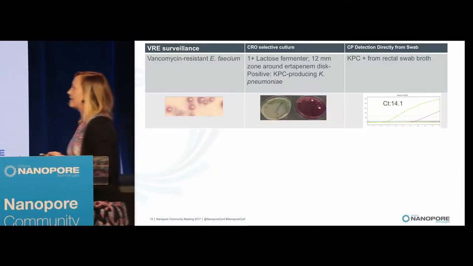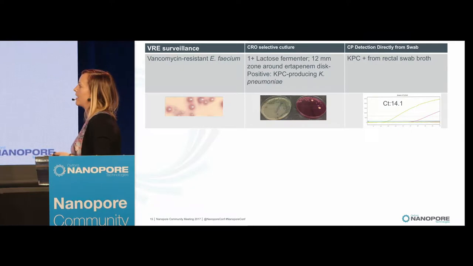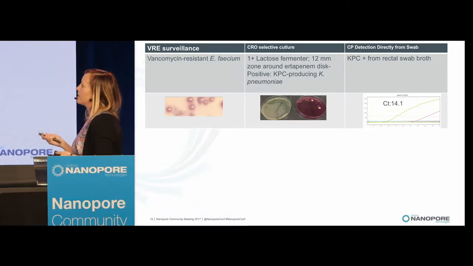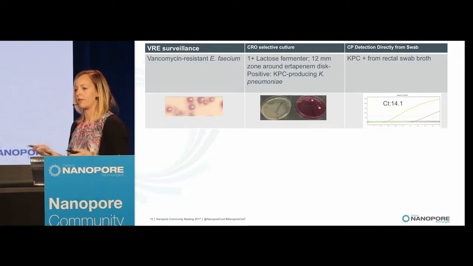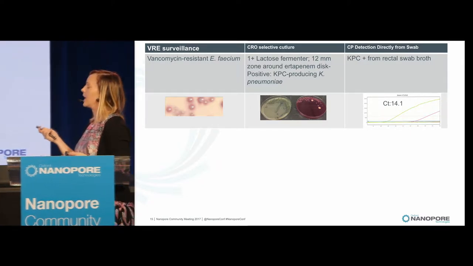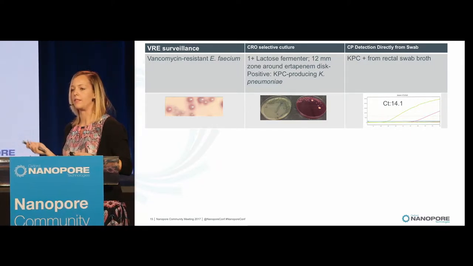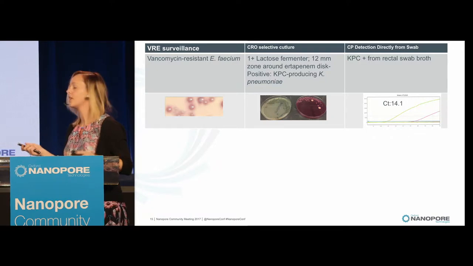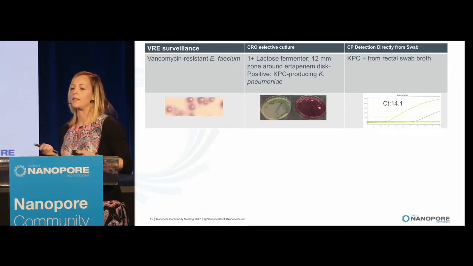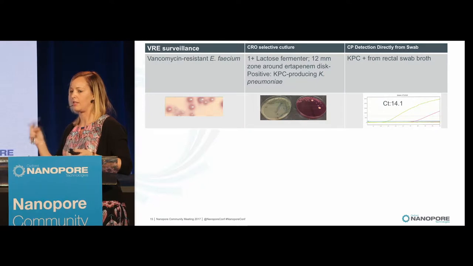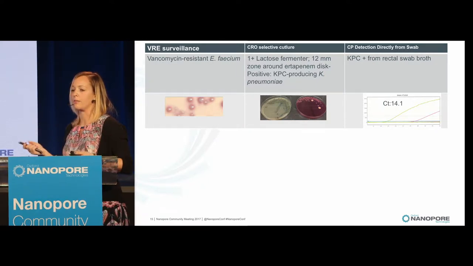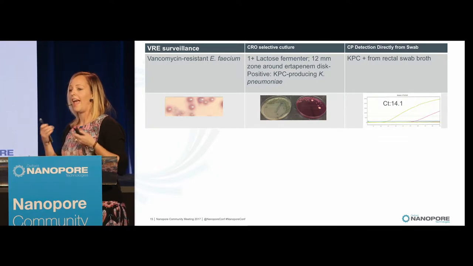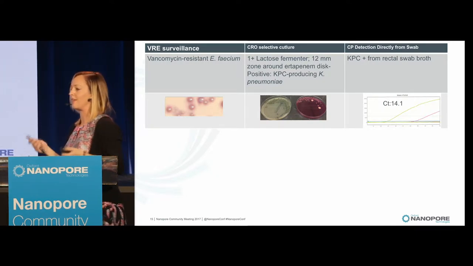And so here's my last example for the use of metagenomic next-gen sequencing, where we had positive for VRE, and on our carbapenem-resistant plates for selecting for our carbapenem-resistant organisms, we found a KPC-producing Klebsiella. So KPC is one of those carbapenemase producers. And we also applied a PCR for detection of that KPC gene directly from the rectal swab. And it had a crossing point of 14.1, so this specimen was very heavy in that KPC gene. It was loaded with that gene.